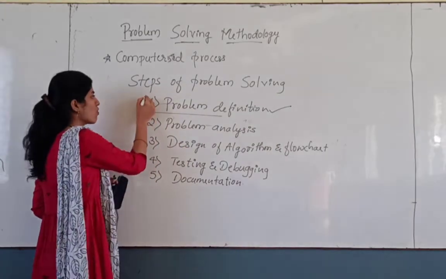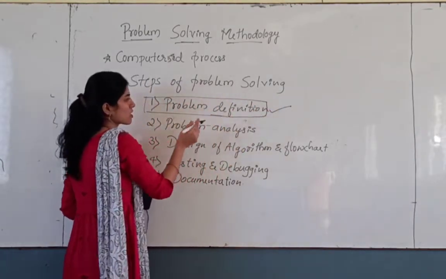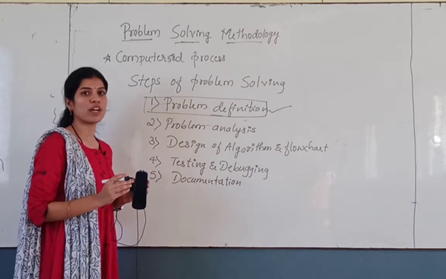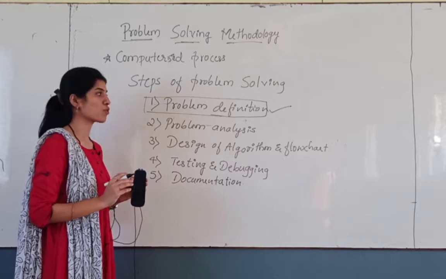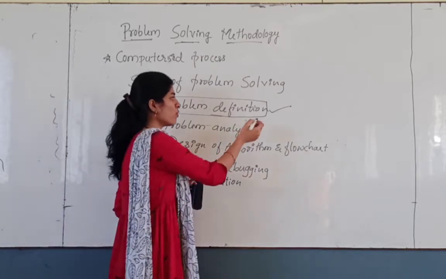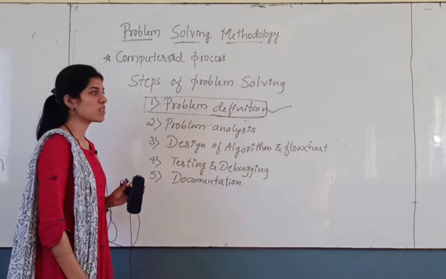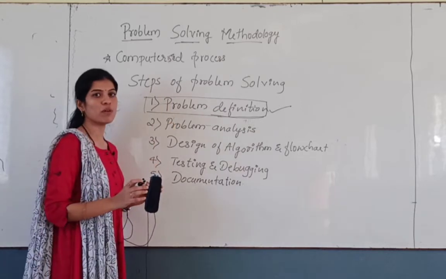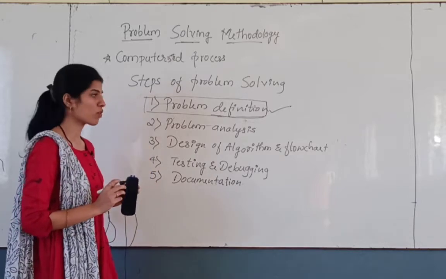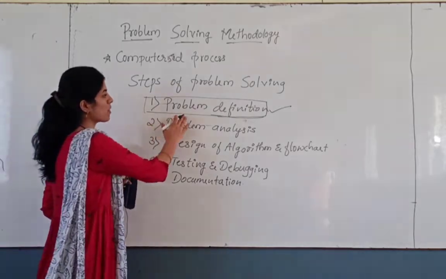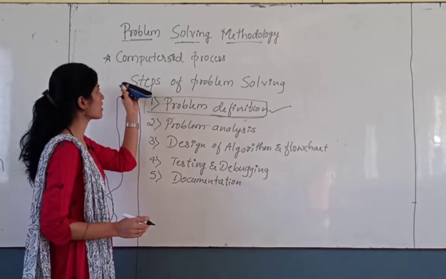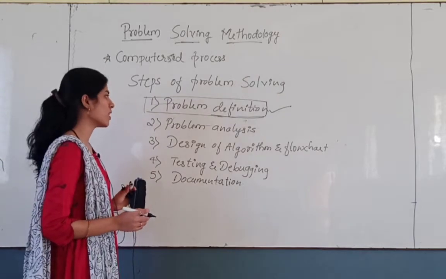So this problem definition step says what type of problem it is, the input, the output, and what constraints and requirements are needed for solving this problem. All should be known while defining the problem. We just glance at the problem and we know about the input, output, and all the constraints. So this problem definition is an important step, and it is a basic step of the problem solving methodology.